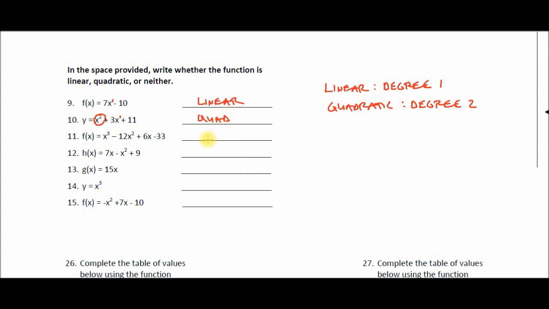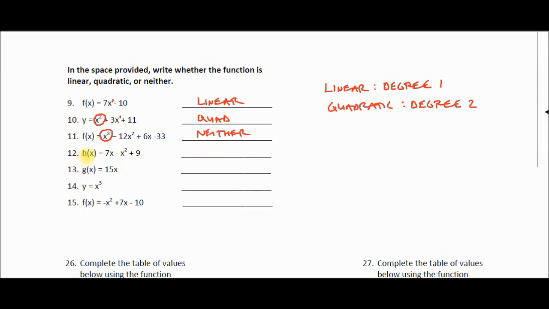A quadratic. Question number 11, f of x equals x cubed. Stop right there. We already have an exponent that is greater than 2. That means this is not linear and it's certainly not quadratic, so it is neither one. You'll be seeing equations like that later on in math, like integrated math 3.